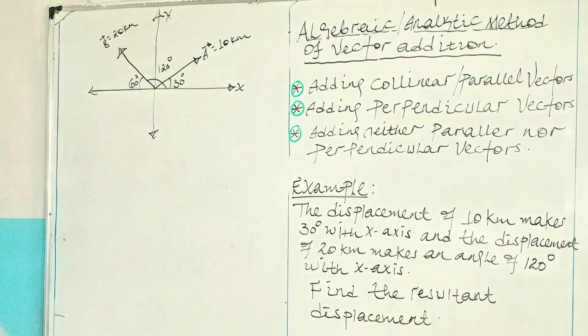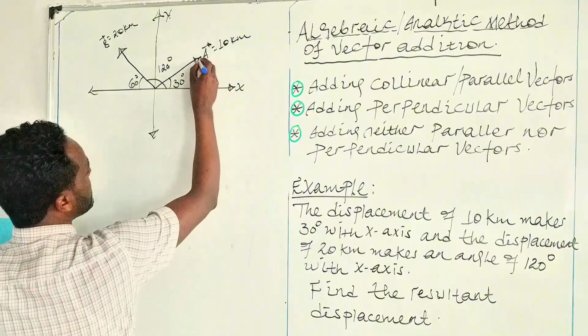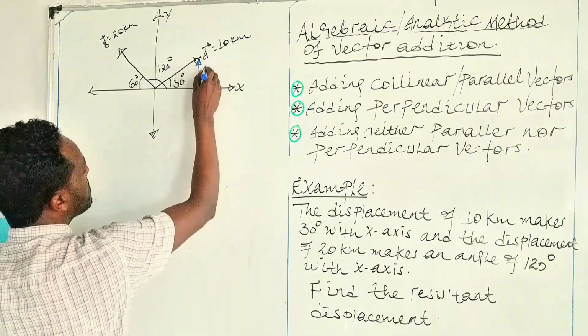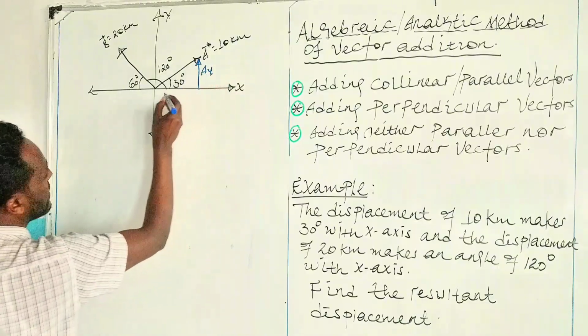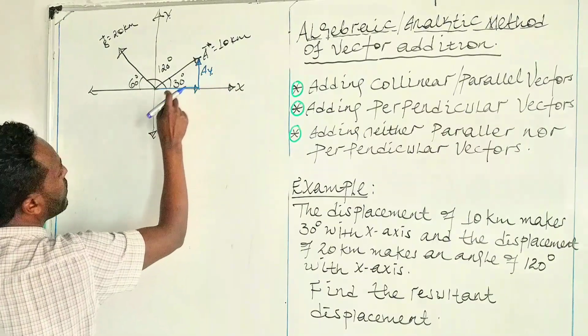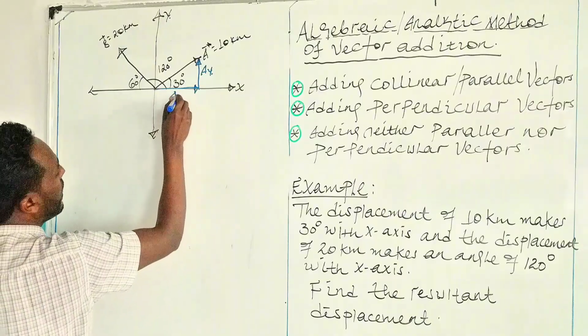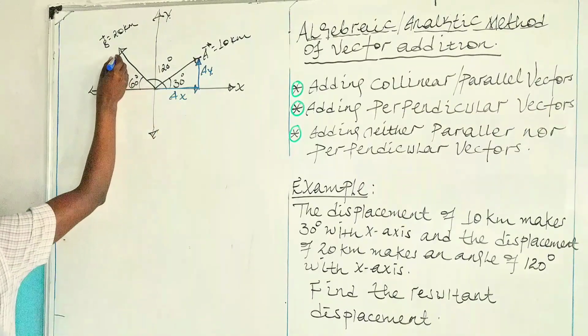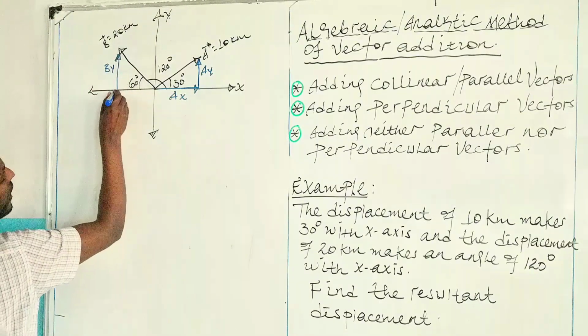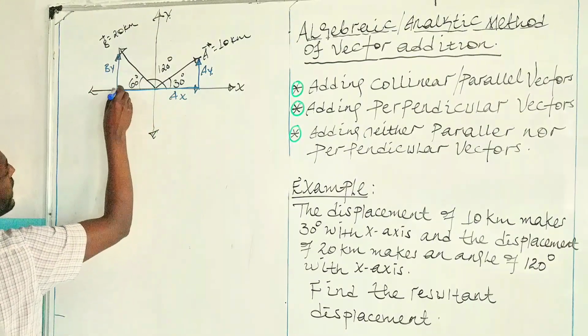So when we resolve, let's say this is the vertical component of vector A which is AY. And this is the horizontal component of vector A which is AX. And this one is BY which is acting along the vertical. And this one is BX.